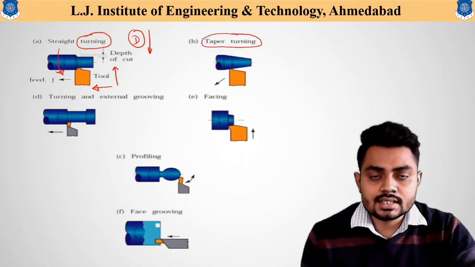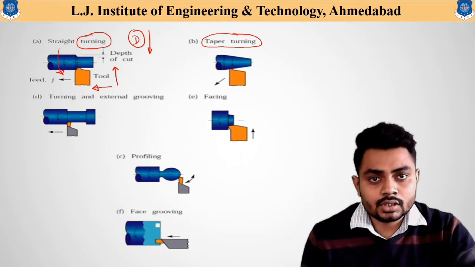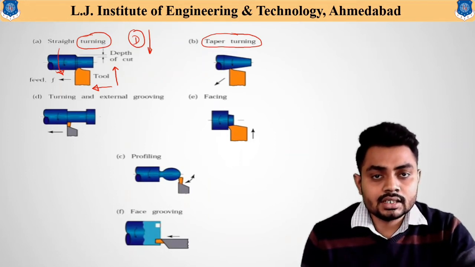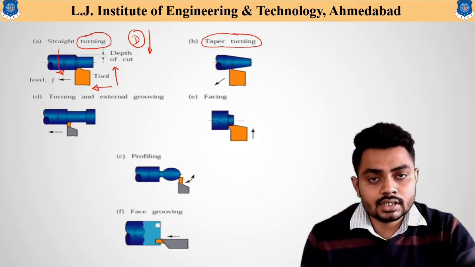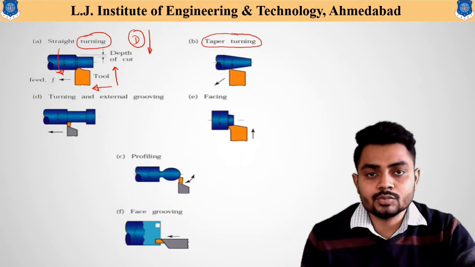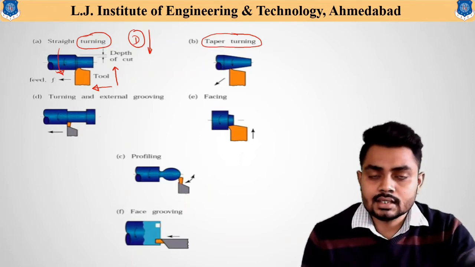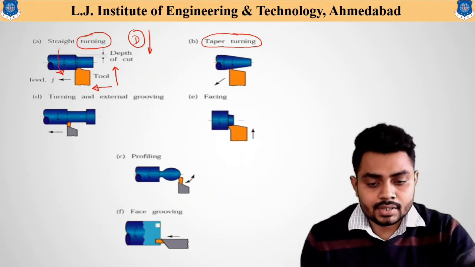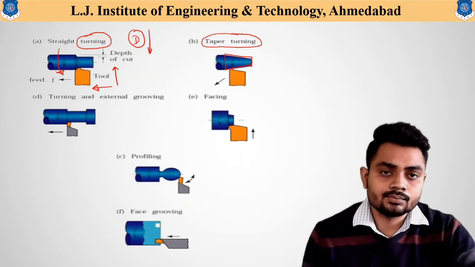Now the second one, that is the taper turning operation. And as we have discussed in our previous lecture, whenever in any component a gradual reduction in the width or thickness along the length of the component is required, at that time taper turning operation is required. So this taper turning operation is helpful to generate taper on any component.